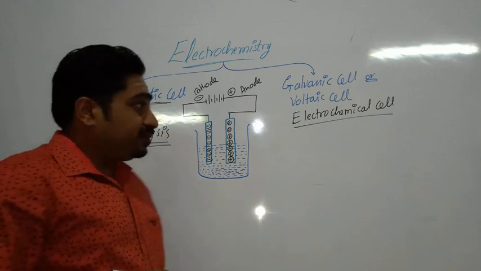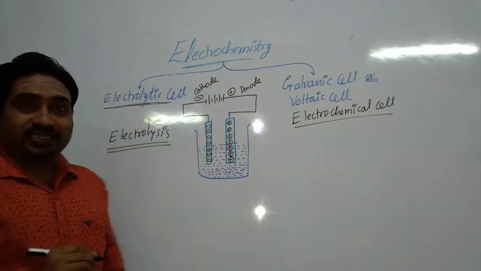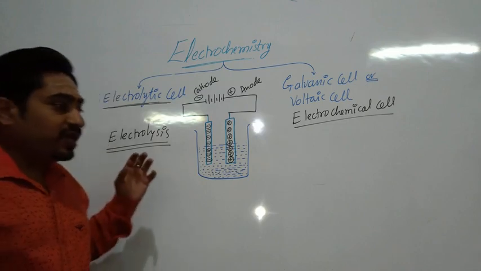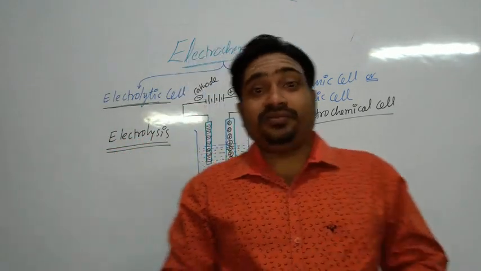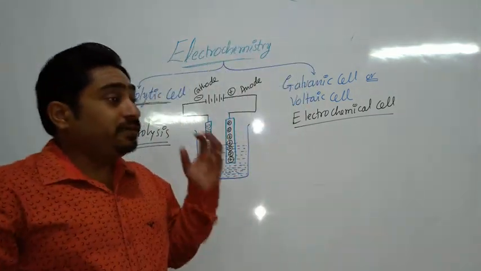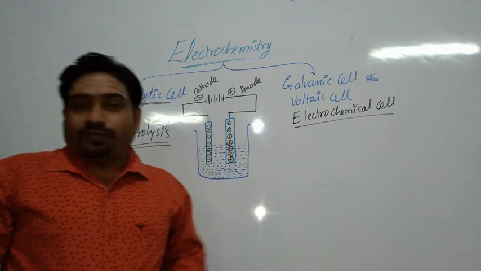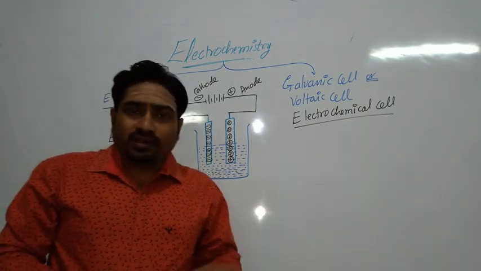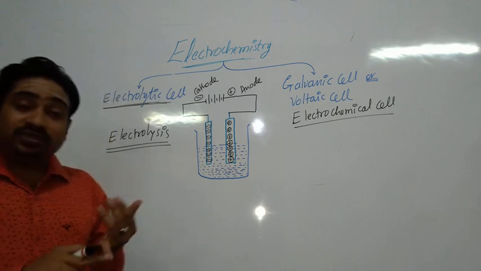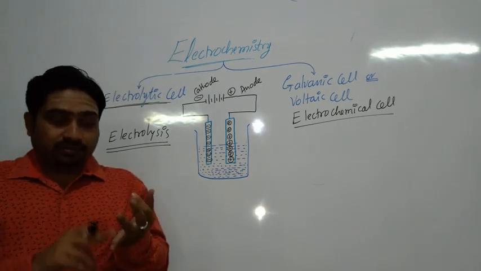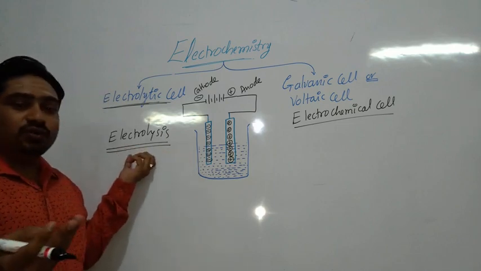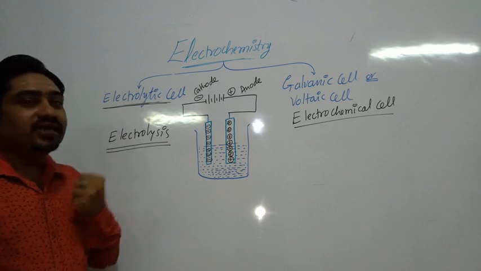You all know about electrolysis. In your lower classes you have learned about electrolysis. Electrolysis is a process by which the active metals are prepared. Active metals means the metals which cannot be prepared by normal methods. They are prepared only by the electrolysis method. For example, sodium and potassium metals are prepared by electrolysis.